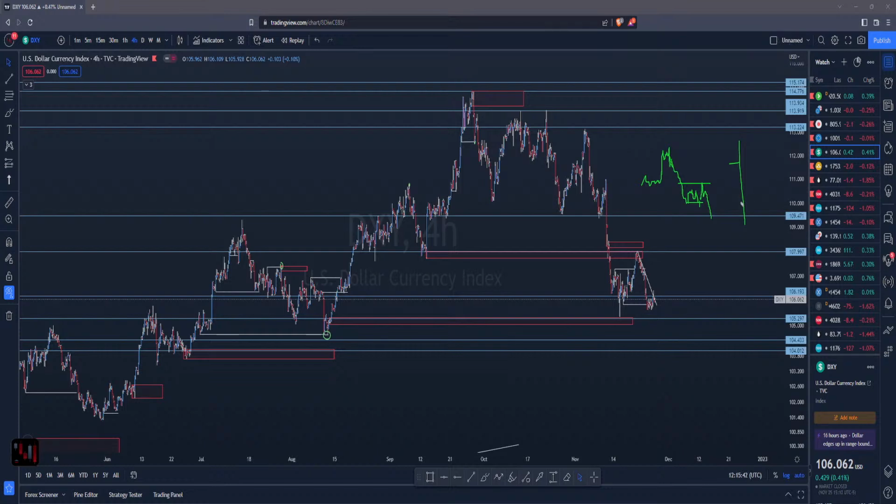What did you do with the Dow Jones? Did you try to still short it, or you didn't see the PA that you wanted to see in order to short it?